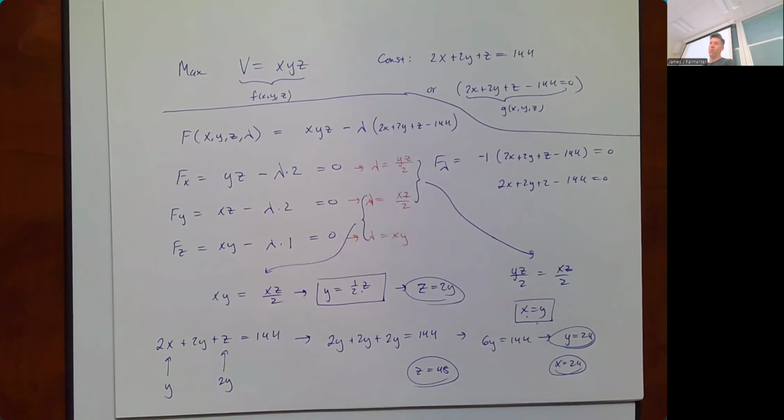One of the downsides to Lagrange multipliers is it's not immediately obvious, or you can't do a test to see if it's a maximum or minimum. You just have to kind of convince yourself that it's the thing that you need it to be. All right, that's all I got.